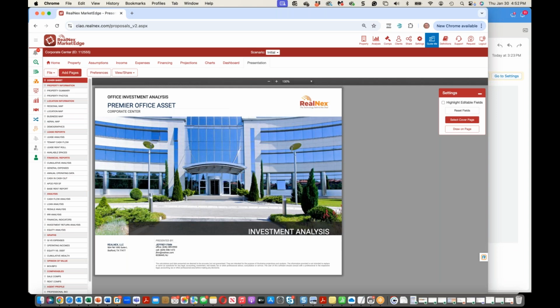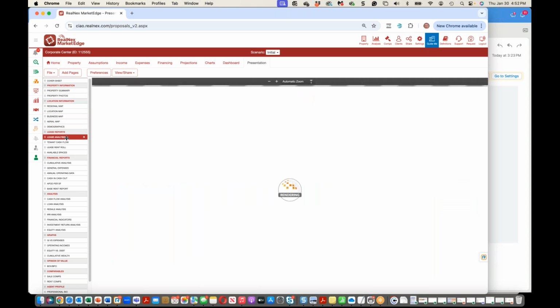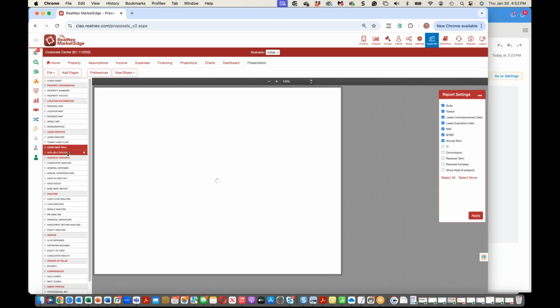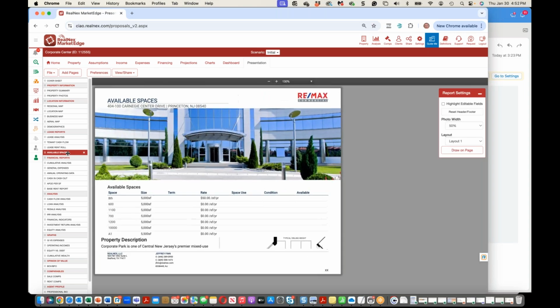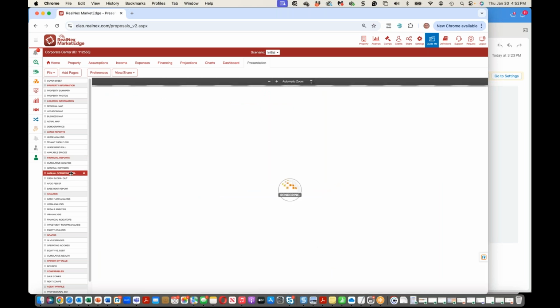And so with that one set of assumptions, you then can create all of the different reports and your property summary. So we give you a professionally designed summary with highlights, add photos, maps, the lease analysis detail, the tenant cash flow detail, rent roll. You can have availability if you want to show what's available and how you'd be showcasing that. And then these different reports.